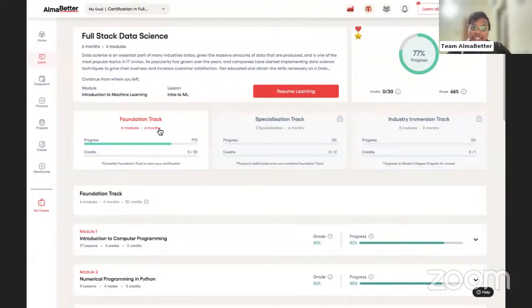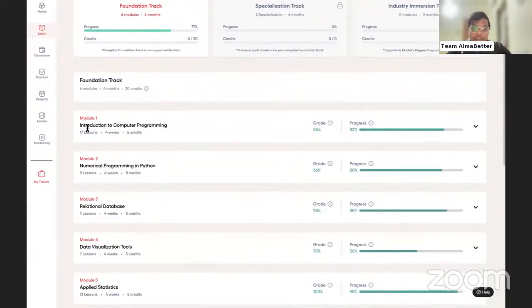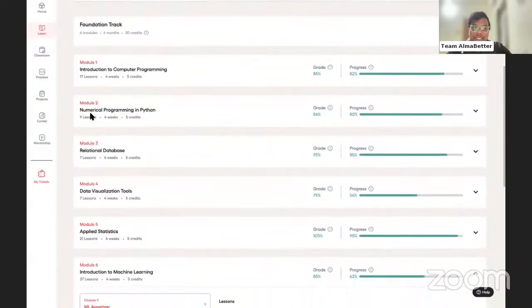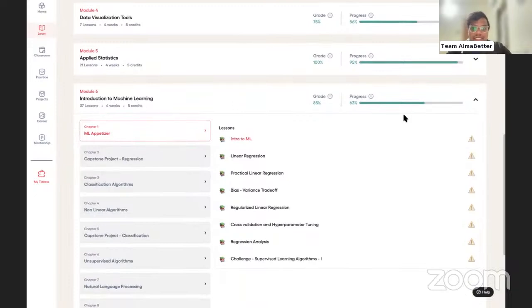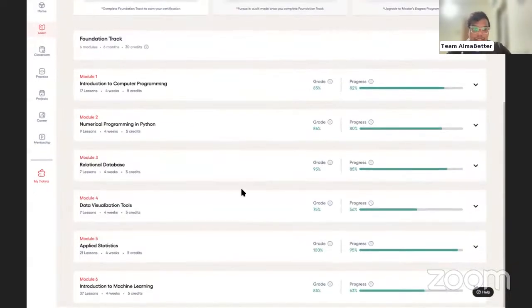The foundation track is for 6 months and overall 6 modules. You can see the first module is regarding introduction to computer programming, and the second one is regarding numerical programming in Python. So all those things like relational databases, data visualization tools, introduction to machine learning, and all those things. Right.